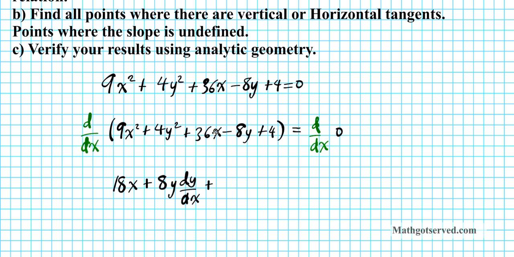And then the derivative of 36x: the derivative of x is just 1, so 1 times 36 is 36. Minus the derivative of y, which is 1. 1 times 8 is 8, so we have 8 dy/dx. And then this is a constant, d/dx of 4 is simply 0. So plus 0 equals the derivative of the constant on the right, which is also 0.